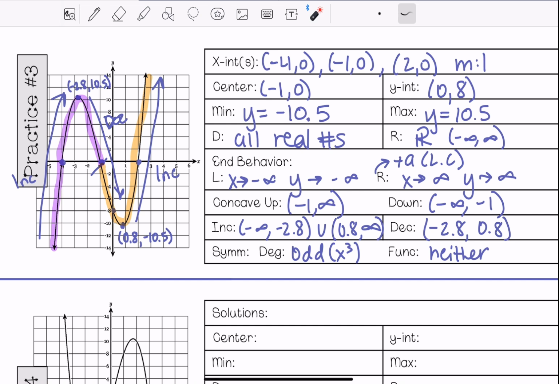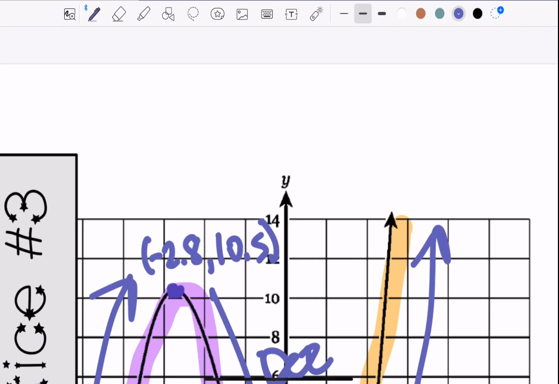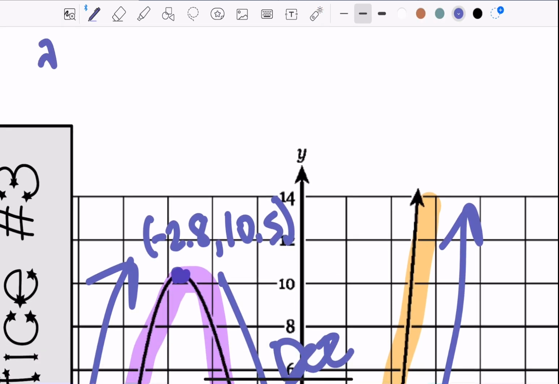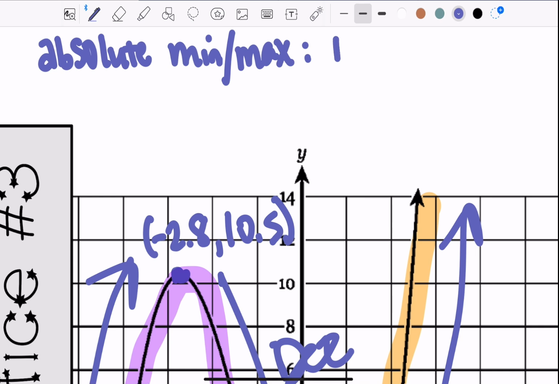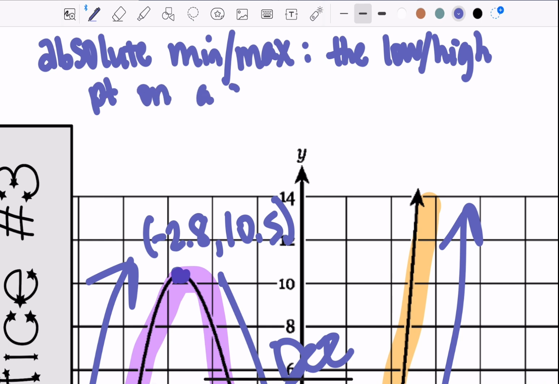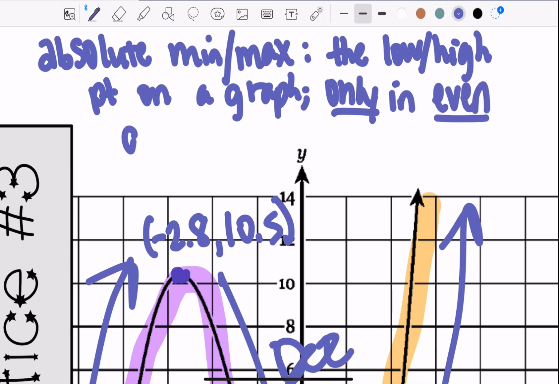Hopefully this was helpful. The absolute and relative min and max thing, we will cover more later on. I just want to make sure that you saw it somewhere. If you want to fill it in, we can write it right here. Absolute min / max means the low or high point on a graph only in even degree functions.